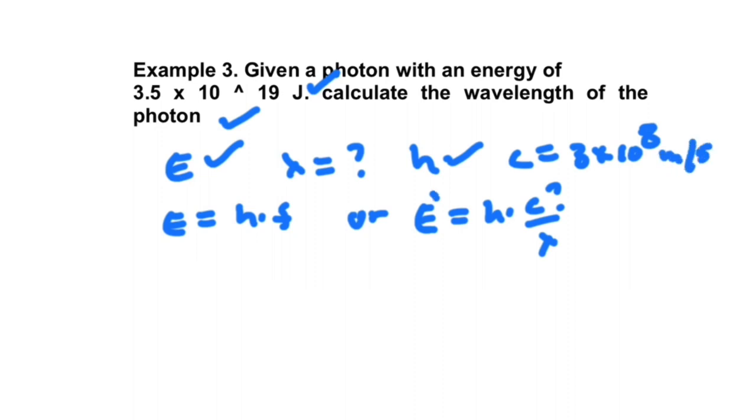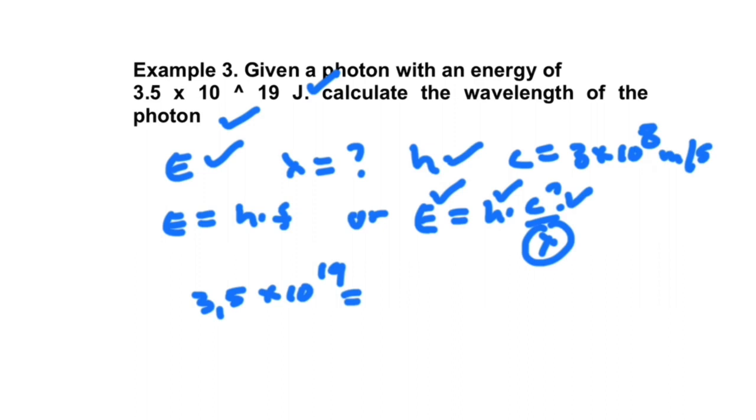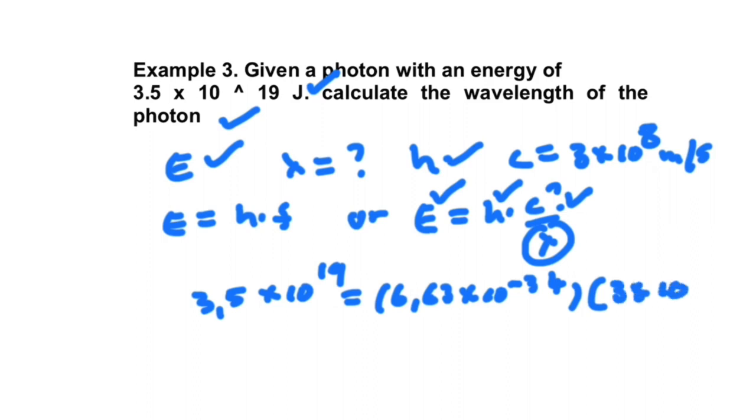So I have the energy, I have Planck's constant, I have the speed of light. I just want the wavelength. So I'm going to use this equation. Let's go ahead and do that. So the energy is 3.5 times 10 to the power 19. Planck's constant, that is 6.63 times 10 to the minus 34, multiplied by the speed of light. I'm going to show you a trick. The speed of light is 3 times 10 to the power 8 meters per second. Everything divided by the wavelength.